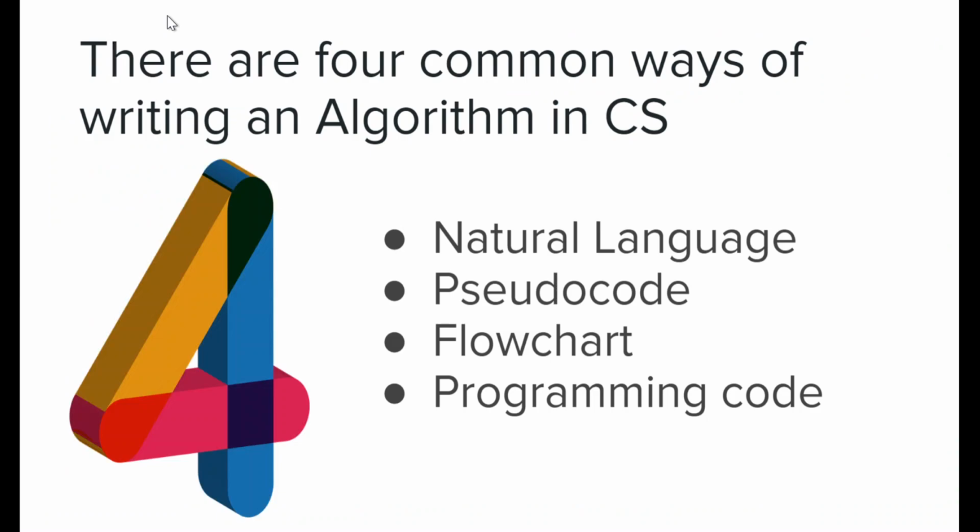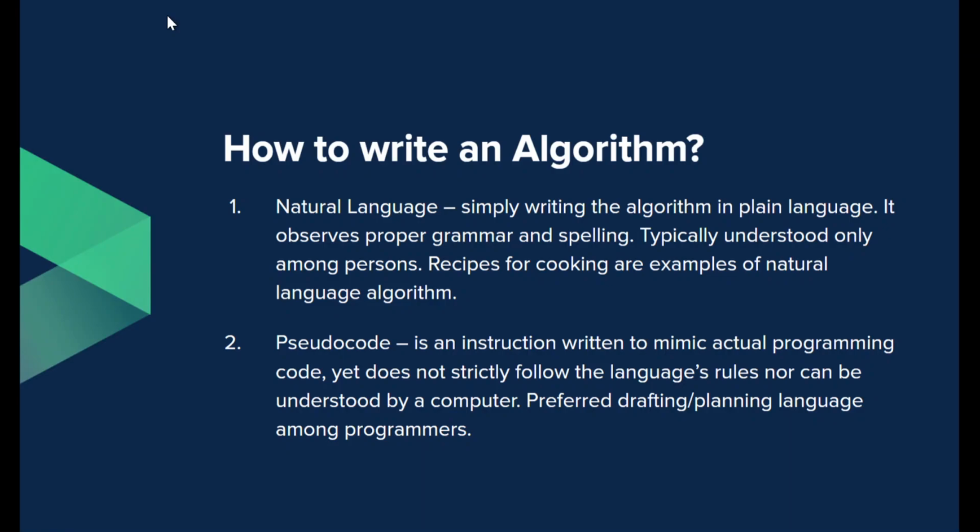Now you would wonder, what are the ways of writing an algorithm? As mentioned before, you can write the algorithm in natural language, pseudocode, flowchart, and programming code. When you write an algorithm, first one is natural language. If you've seen recipes, or certain steps in a manual, that's already an algorithm written in natural language.